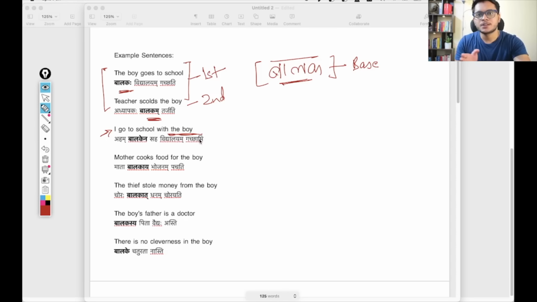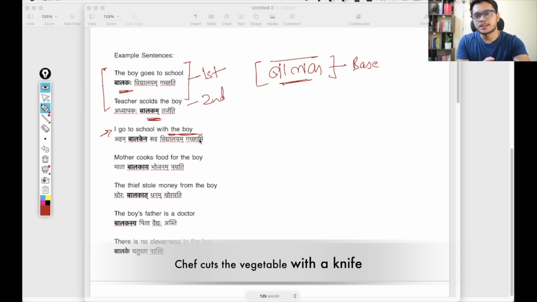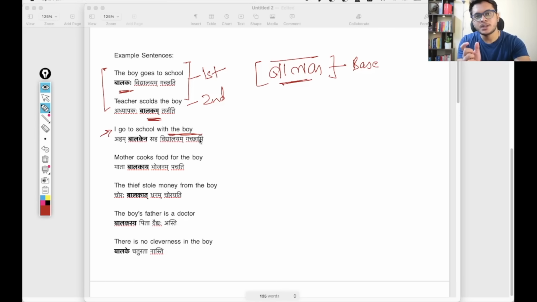The chef cuts the vegetable with a knife. So in this sentence, chef is the subject because he is doing the action. Vegetable is the object because that is getting cut. Chef cuts the vegetable with a knife. So knife here is the instrument, the means through which the action is being done. By knife, with knife, through knife. So whenever such a situation occurs, when the noun is the means or the cause or the medium through which you are doing the action, in all those cases, the noun comes into third case, and Balak in this condition changes into Balakain.